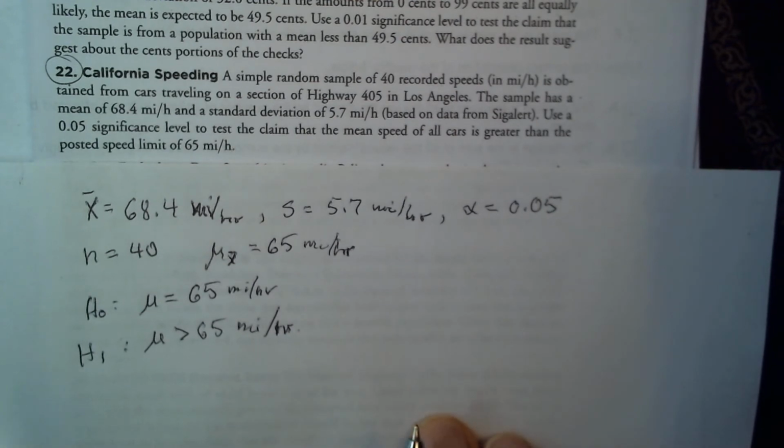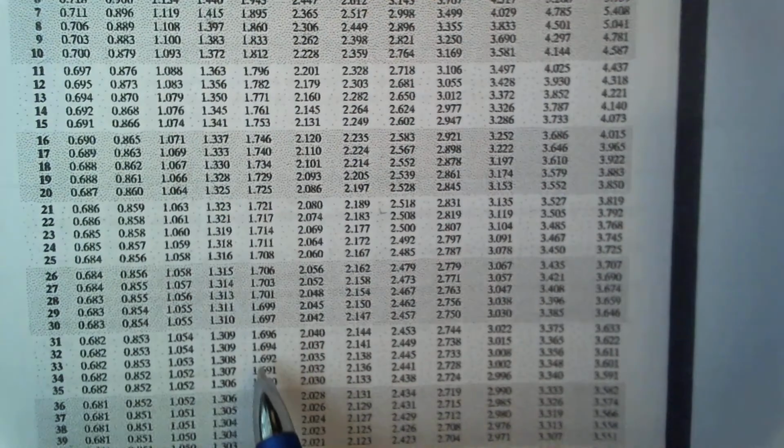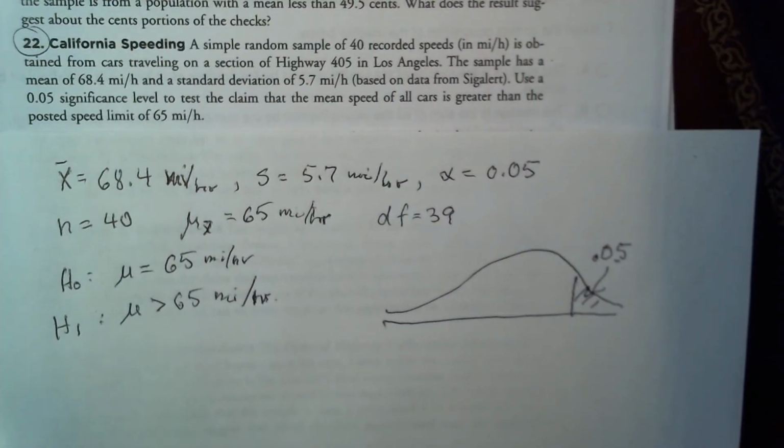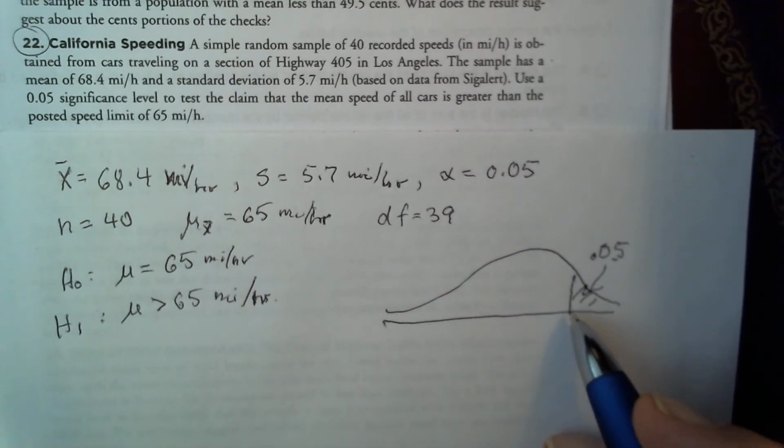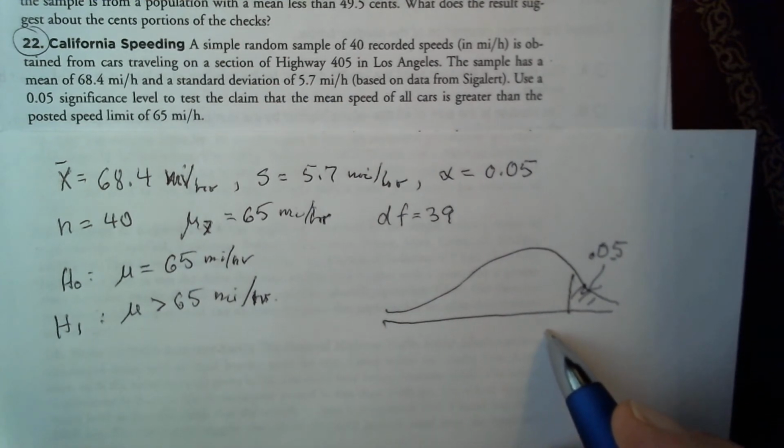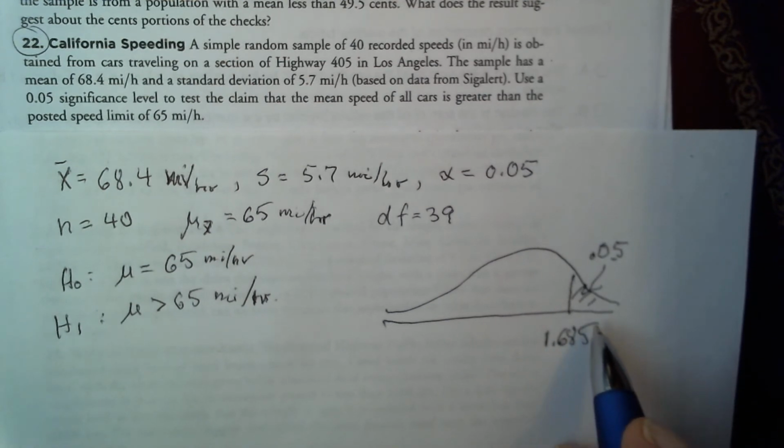So we can use the tables one more time to look up the critical value. When we go to our t-distribution table for 39 degrees of freedom and at a significance level of 0.05, that turns out to be 1.685. This is our critical value. And from the alternative hypothesis, we know we have a right-hand test. So 1.685 is our critical value here.